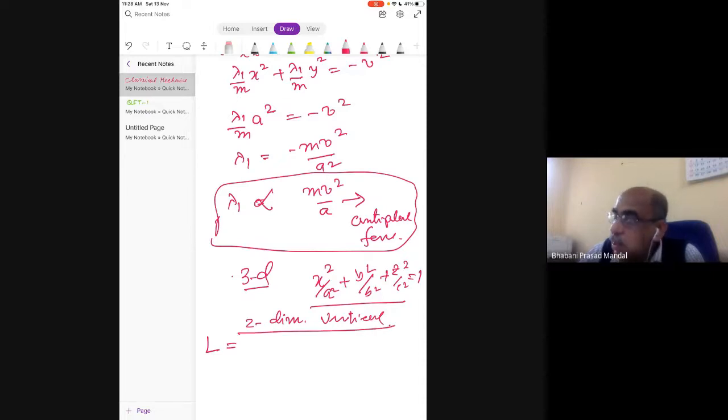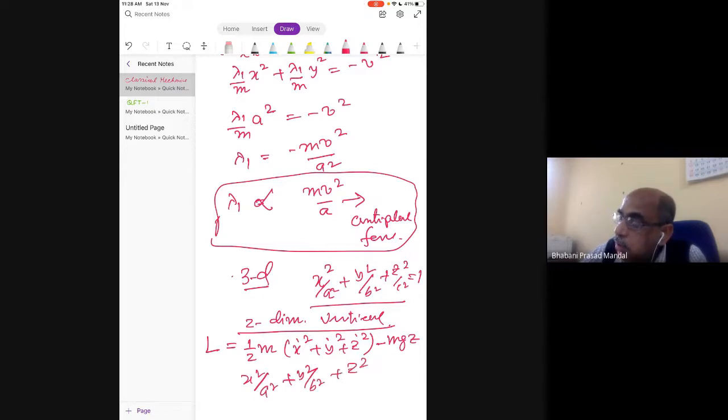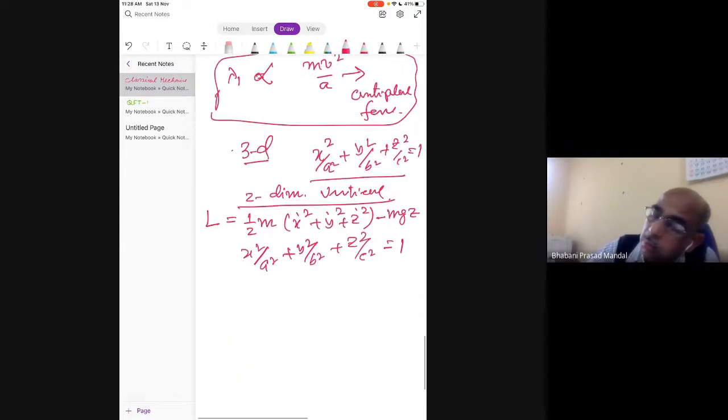So for any 3-dimensional problem, you have to assume one dimension is vertical. Then the Lagrangian kinetic energy will be half m (x dot square plus y dot square plus z dot square), and potential energy mgz. So this will be my Lagrangian, and it is constrained to move on x square by a square plus y square by b square plus z square by c square equal to 1. So you have to find the equation of motion.